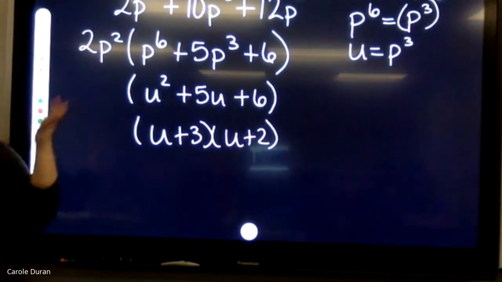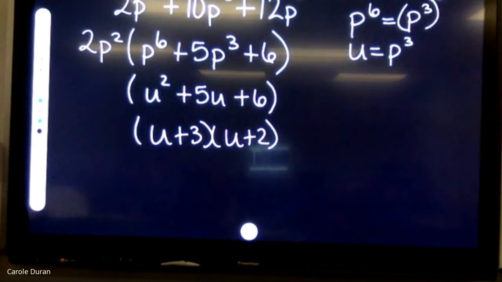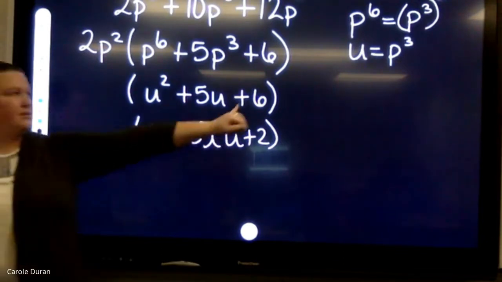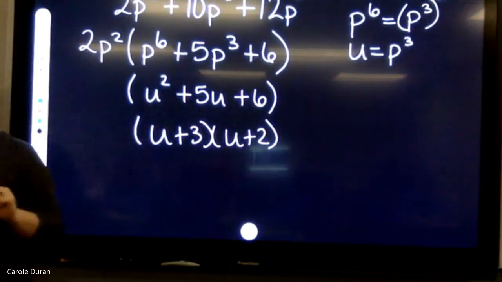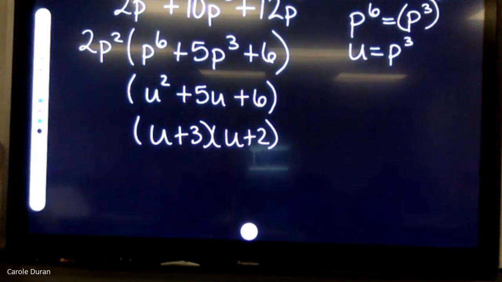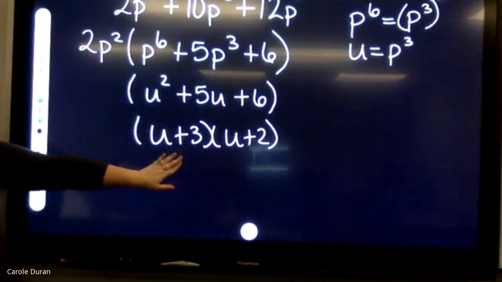Would it have been easier if I made it an x squared instead of a u? The u is weird. I wanted to factor it. I wanted to break it down farther. So we look for two numbers that multiply to the third value and add to the middle value, whenever we talk about quadratics and factoring them. This is as factored as I can go.